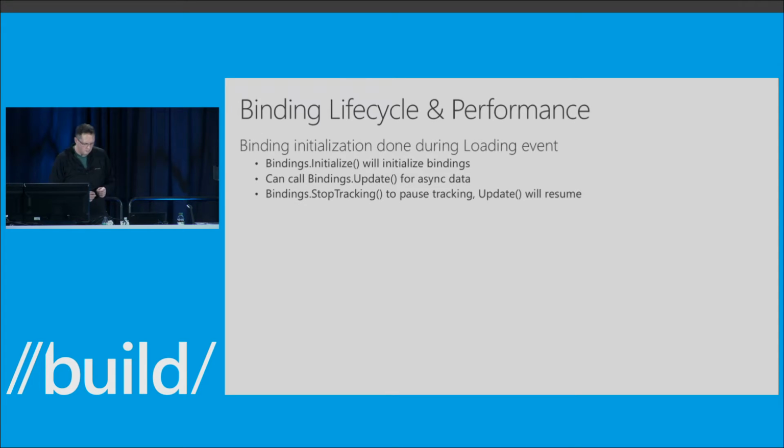If for some reason you're doing a whole bunch of work, changing a whole bunch of properties, and you don't want one-way and two-way bindings to update at that point, you kind of want to delay the binding work. You can call stop tracking on the bindings object. That will pause the tracking. And then when you're ready, call bindings.update again, and that will forcefully update all the bindings on your page.